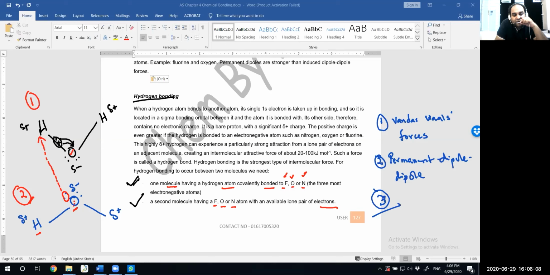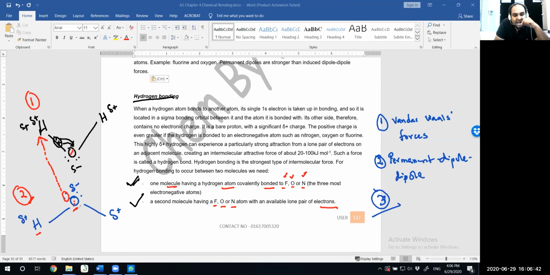So what happens to hydrogen? Hydrogen then becomes electron deficient. Hydrogen is left with no more electrons. But in order for hydrogen to become stable, or to have a full outer shell, what does it need? Two electrons. So that's when the lone pair of electrons comes into play, and they donate these pairs of electrons to the hydrogen atom.